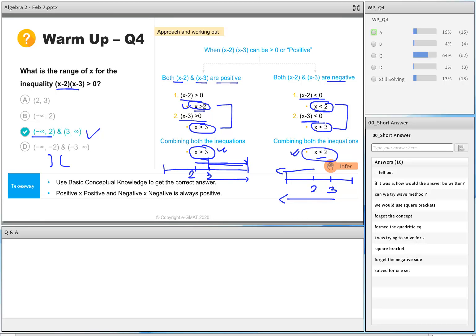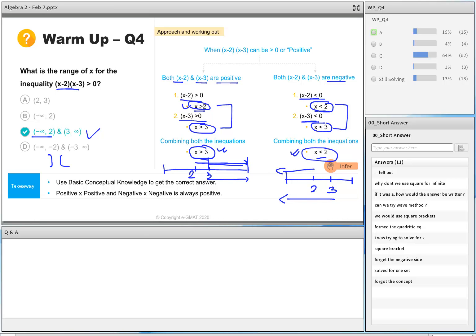Right. Okay. So some of you solved for one set, some of you formed a quadratic equation and then forgot how to take it forward, and some of you also forgot the concept. All right. So we know this concept. Let's now understand another concept and solve this question.